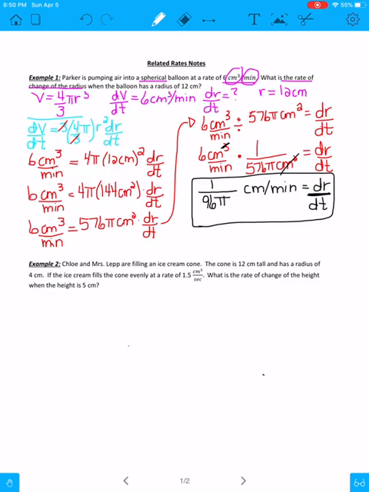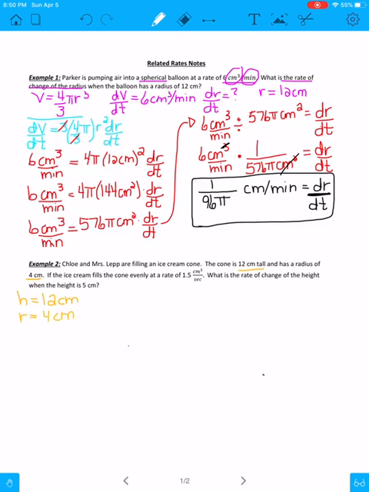Example 2, Chloe and Mrs. Lepp are filling an ice cream cone. Now the ice cream cone is going to be slightly large, but that's why Chloe's there to help me. Okay, the cone is 12 centimeters tall and has a radius of 4 centimeters. So that's not changing. That is actually what the cone is. It doesn't change if I fill it up with ice cream or not, right? The cone is 12 by 4. So it has a height of 12 centimeters and a radius of 4 centimeters.